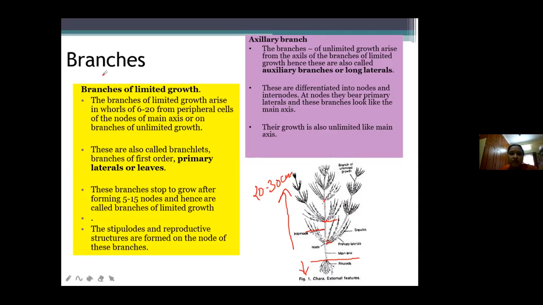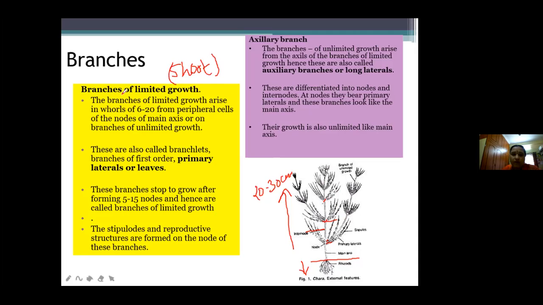The node bears two types of lateral branches. See here, girls, branches are there, no? Only the node part produces the lateral branches. One branch, see here, the yellow one, is the branch of limited growth. This is called the short laterals. Where the node is, it bears two types of lateral branches.